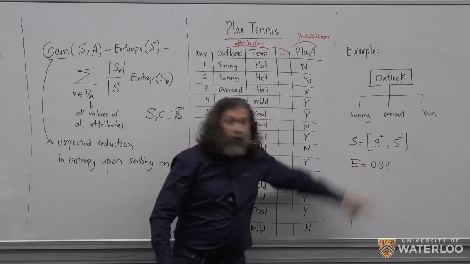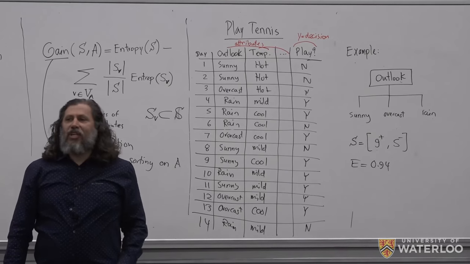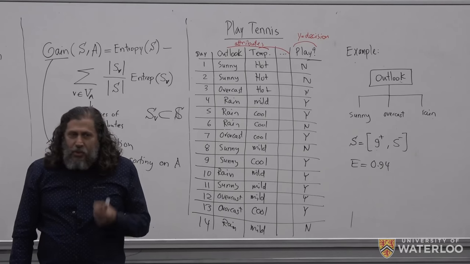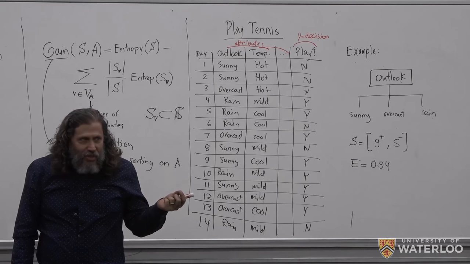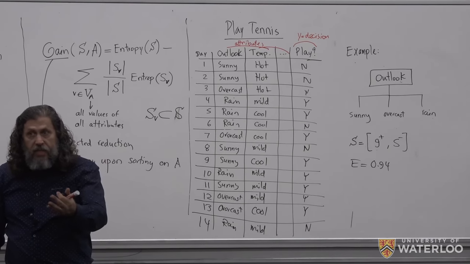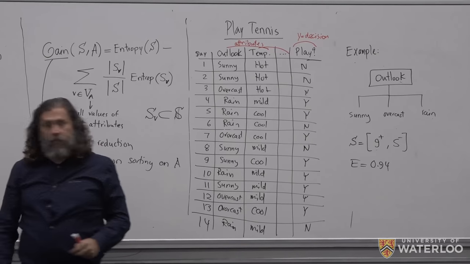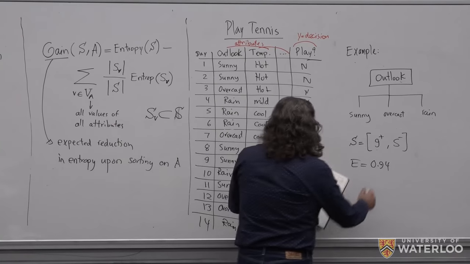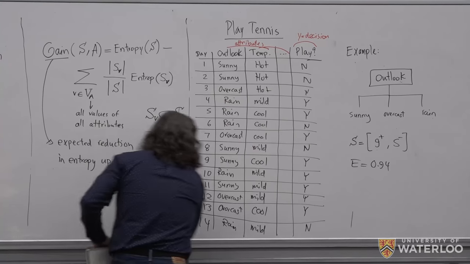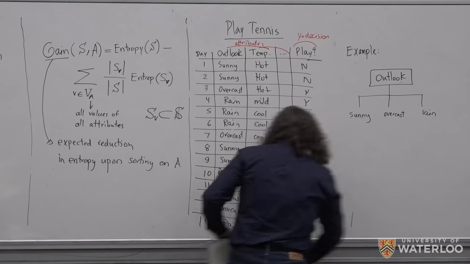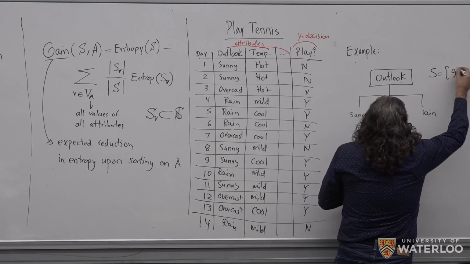So here, we had 2 plus and 3 minus. What does it mean? I have two cases sunny. One here, sunny, yes. So I have two cases where the attribute sunny has contributed to a positive decision. And I have 3 that has contributed to a negative decision. So I have 5 sunny. 1, 2, 3, 4, 5.